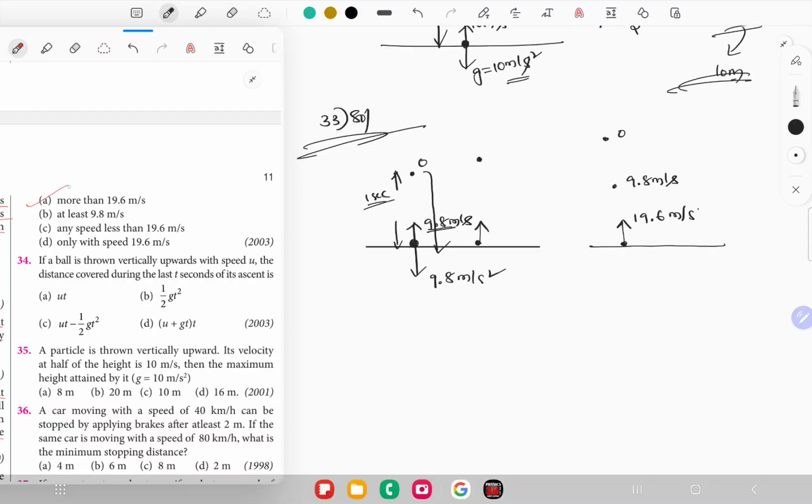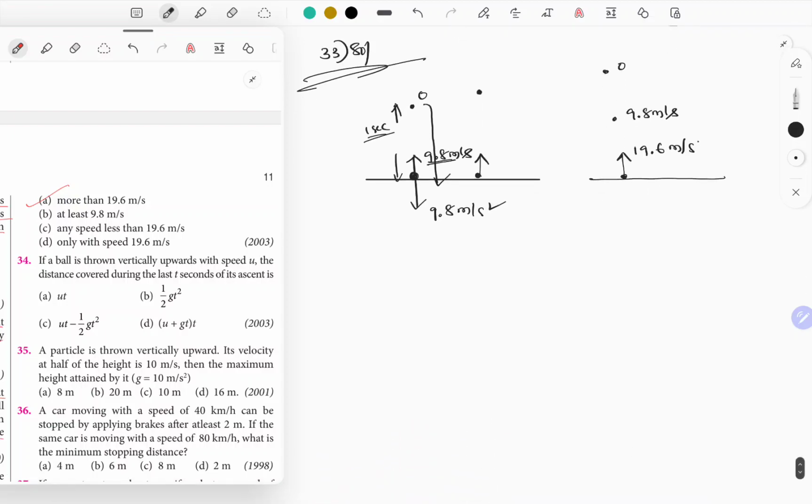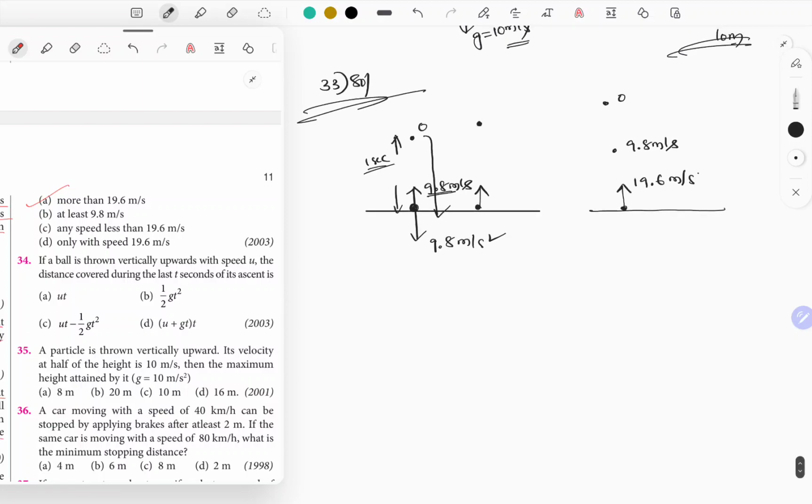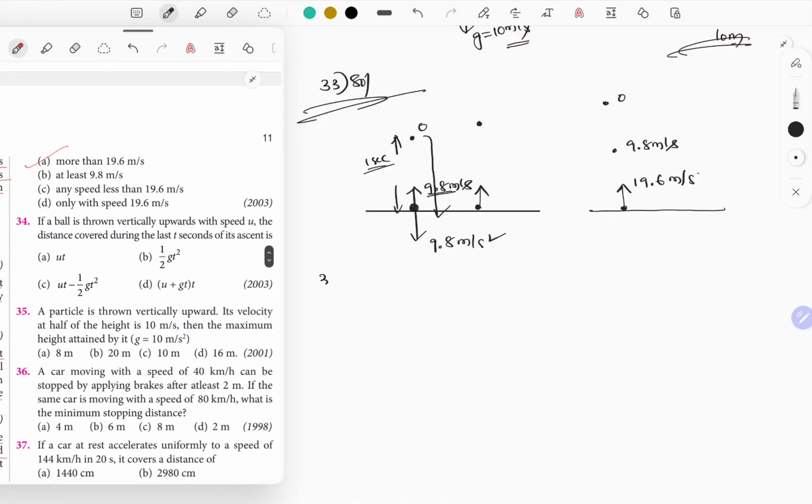Option A is correct. Next, if a ball is thrown vertically upward with initial speed u, the distance covered during the last second of its ascent is. Okay, look at this. Question number 34. Solution. A particle is thrown with an initial speed u, the distance covered during the last t seconds, they are asking.